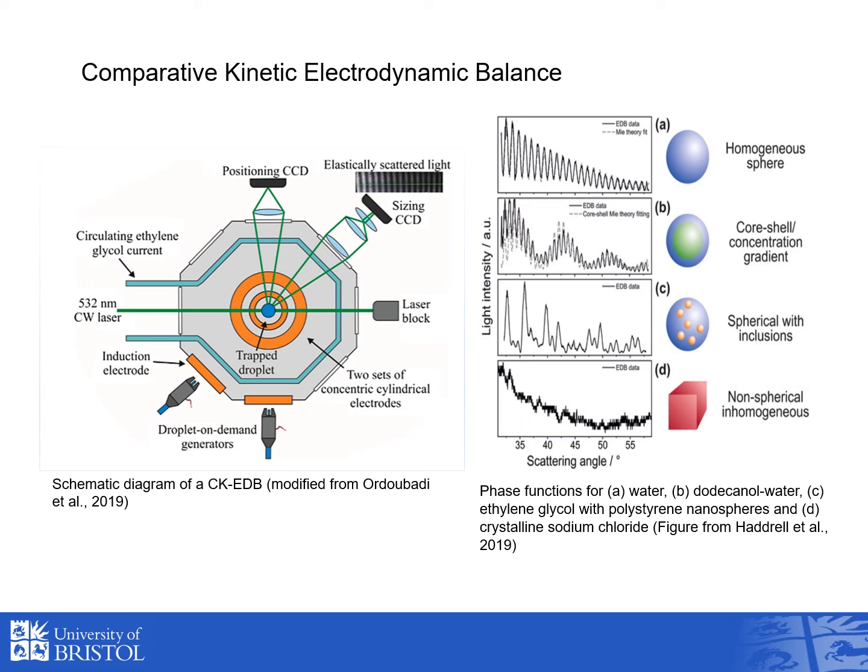Comparative kinetic electrodynamic balance is a technique that can characterize the phase function of a single aerosolized droplet. It shines a laser beam on the levitated droplet trapped by an electric field, and the relative humidity can be controlled and set to close to 100%.